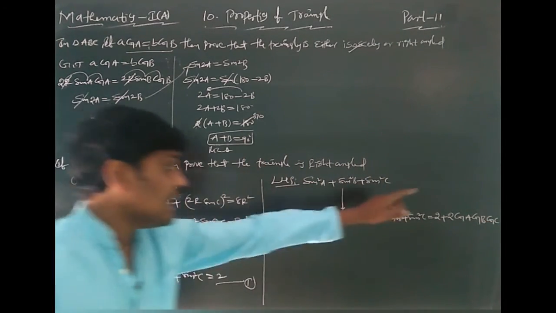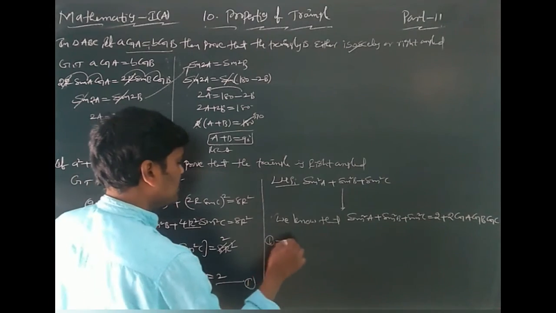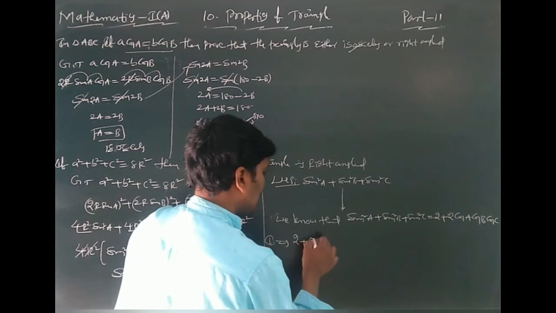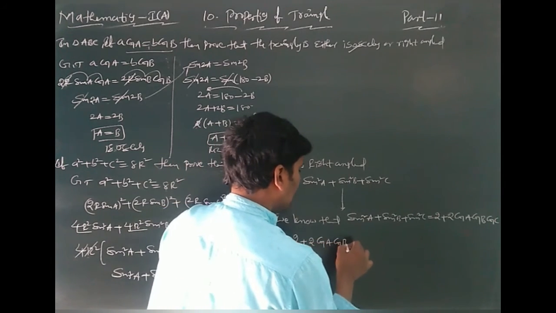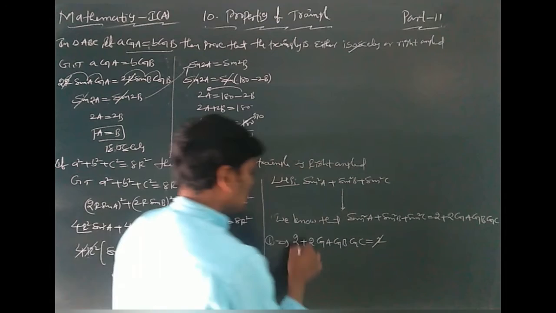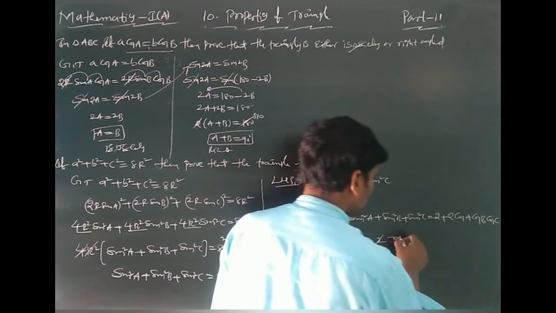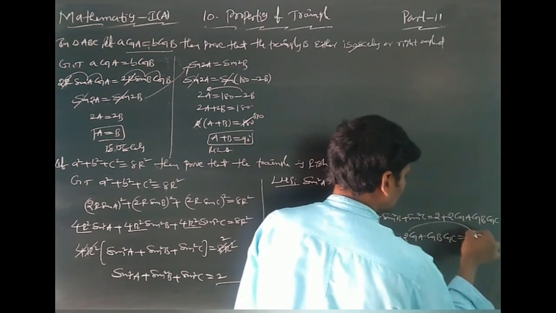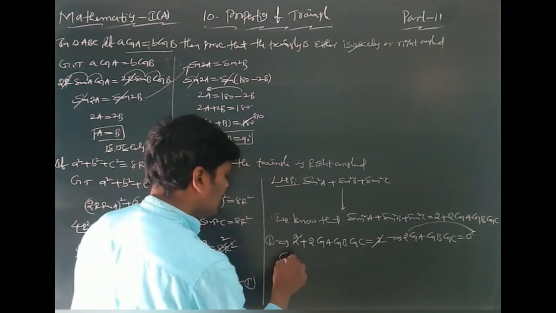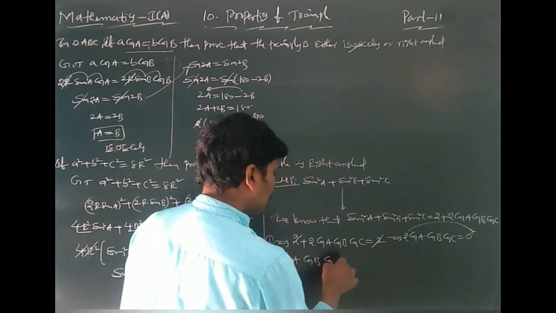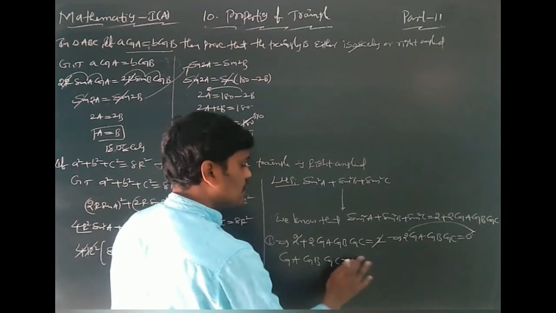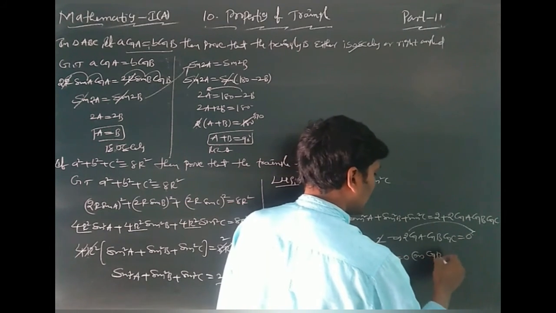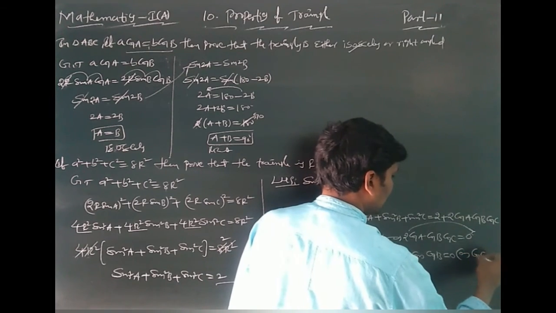Substituting this value in equation 1, what do you get? Sin square A plus sin square B plus sin square C changes to 2 plus 2 cos A cos B cos C is equal to 2. 2 gets cancelled, the remaining is 2 cos A cos B cos C equal to 0. This 2 goes to the other side: cos A cos B cos C equal to 0. What is the meaning of this, students? Cos A is equal to 0 or cos B equal to 0 or cos C equal to 0.